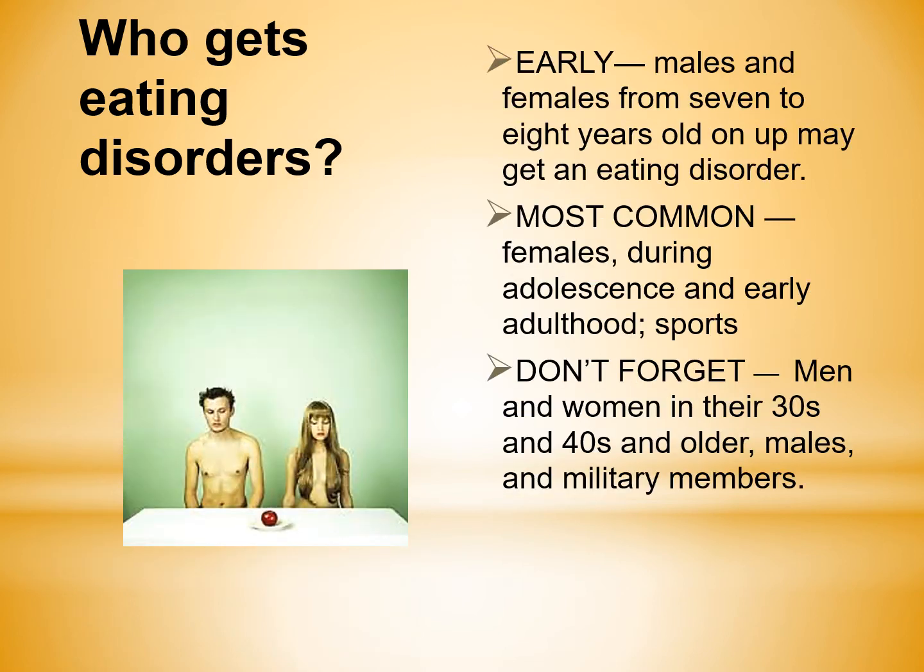So who gets eating disorders? We often think of women, but I want to also shine light on other populations that I consider kind of like the silent populations. So males and females from 7 to 8 years old and up may get an eating disorder, believe it or not, and they may already be thinking about food and body image. It is most common in females during adolescence and early adulthood, and also some women involved in certain sports where aesthetic is emphasized, like gymnastics, for example, can be a little bit more predisposed. Don't forget, though, that men and women in their 30s and 40s and older, males, and military members are also part of people who get eating disorders.